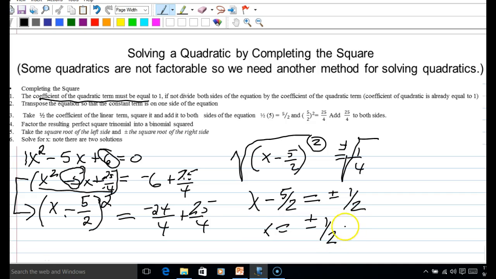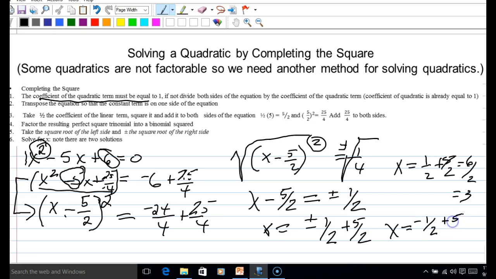So now remember, this is a quadratic equation. It's of degree 2, so I have two solutions. One solution would be x is equal to plus 1/2 plus 5/2, which is 6/2, which is 3. The other solution would be x is equal to minus 1/2 plus 5/2, which is equal to 4/2, which is 2. So the solutions here for this particular quadratic are x equal to 2 or x equal to 3.